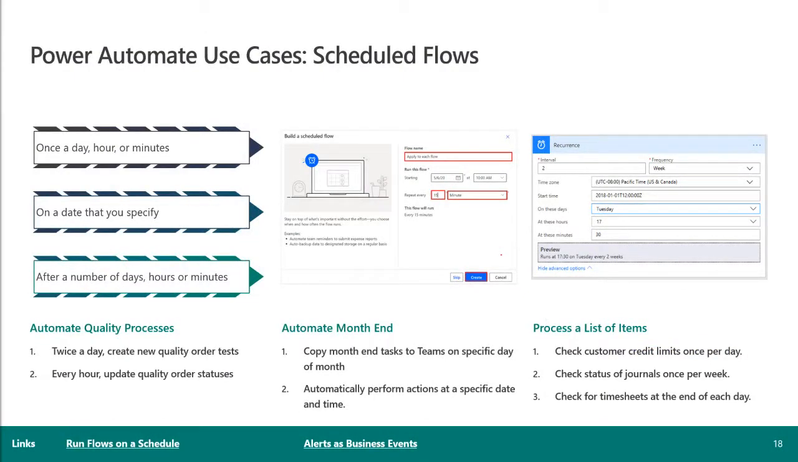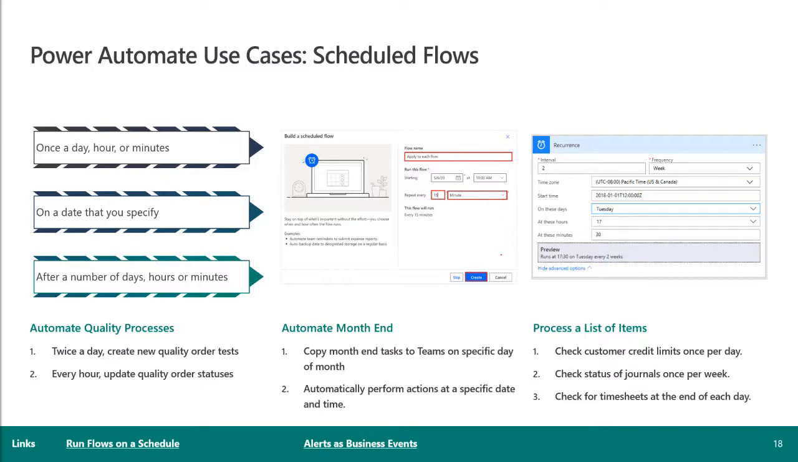So in our last example, we're going to talk about using scheduled flows with Power Automate. There are a variety of scenarios and examples where you can use scheduled flows to help make a business process more efficient. Some of the examples that you see here are automating quality processes. So twice a day, you want to create new quality order tests, or every hour you want to update the quality order statuses. We'll actually be taking a look at an example very similar to that when we do our Part 4 session in a few weeks when we do UI flows.